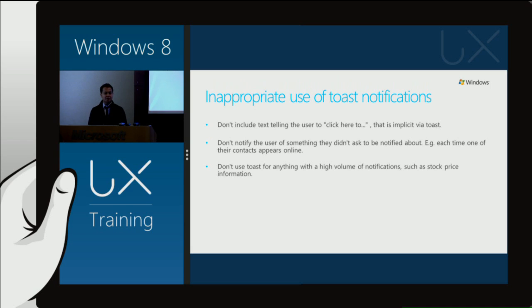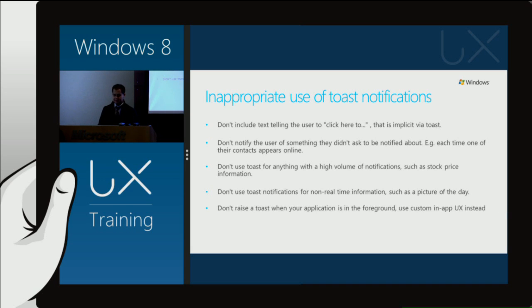And don't use toast for anything with high volumes. Now imagine if you're using toast notifications for RSS feeds for 10 different feeds, and all the articles are posting notifications. They're very interruptive. That would be a very disruptive and distracting experience for the user. Don't use toast notifications for non-real-time information, such as picture of the day. You don't want a toast notification welcoming you in the morning and telling you that there's a new item for the day. Use the live tile for that.